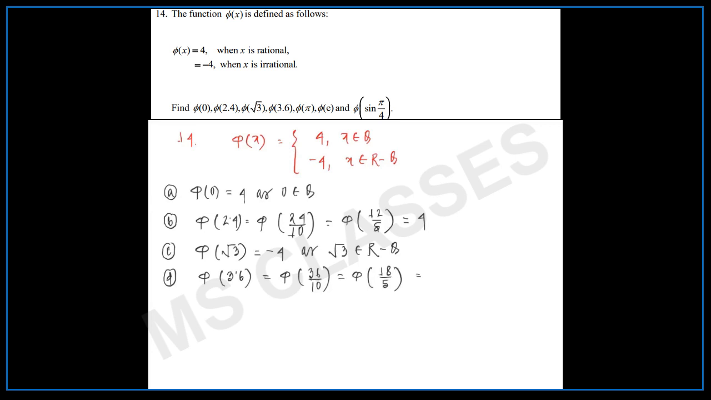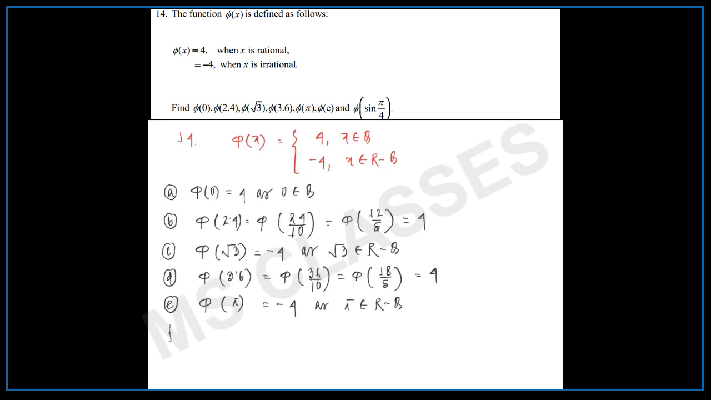Now this gives us output as 4 because it's a rational number, in p by q form, where they are prime to each other. Next we come to subpart E, which is phi of pi, which will be minus 4, as pi belongs to R minus Q.